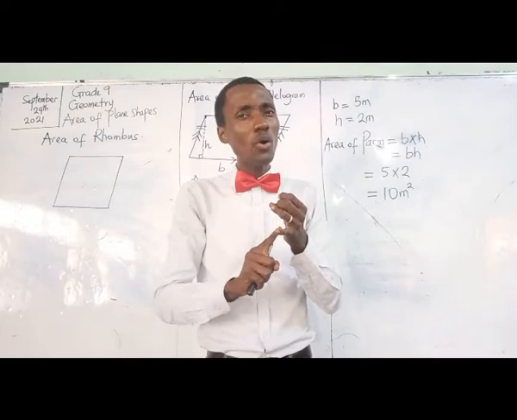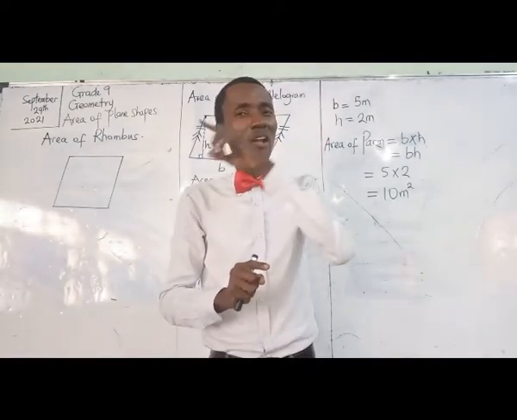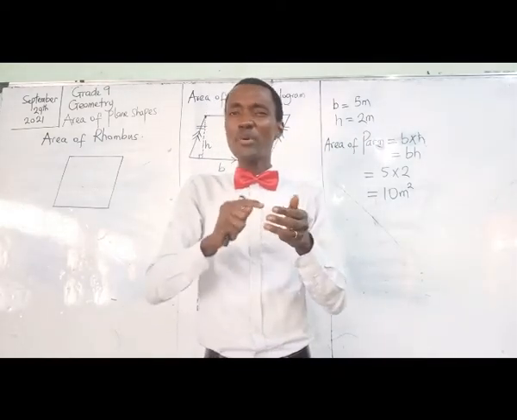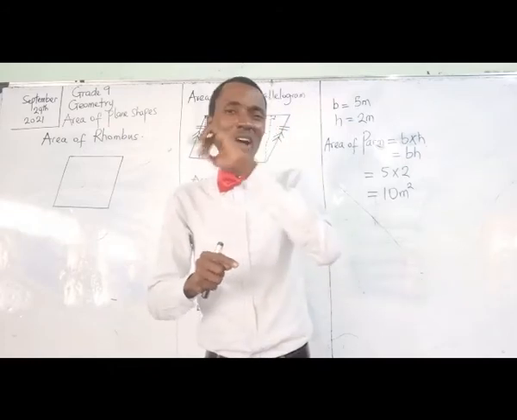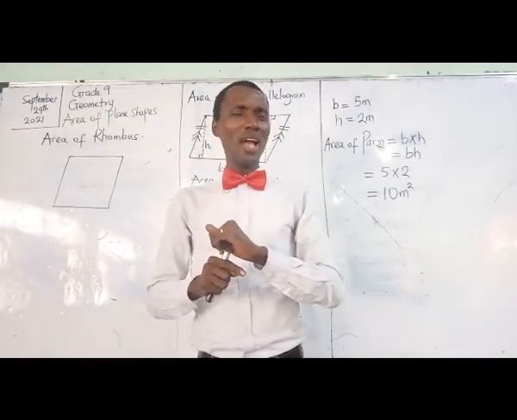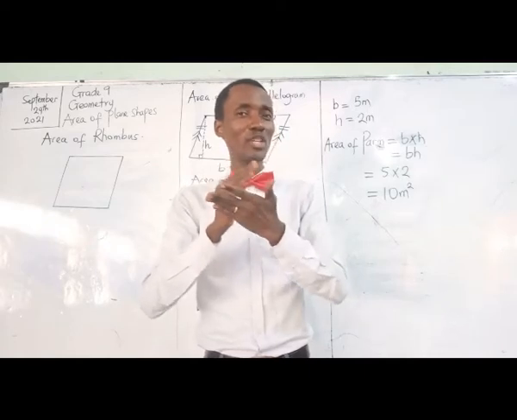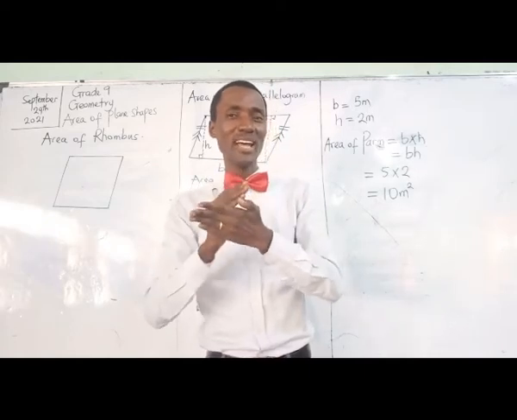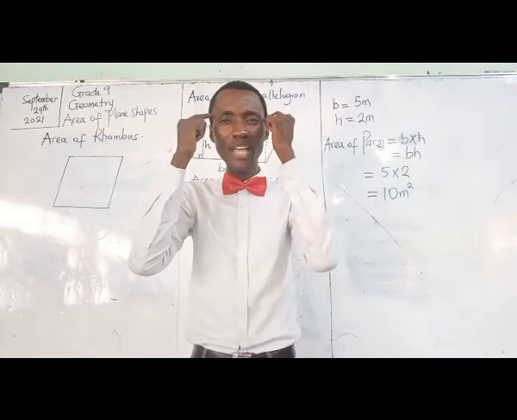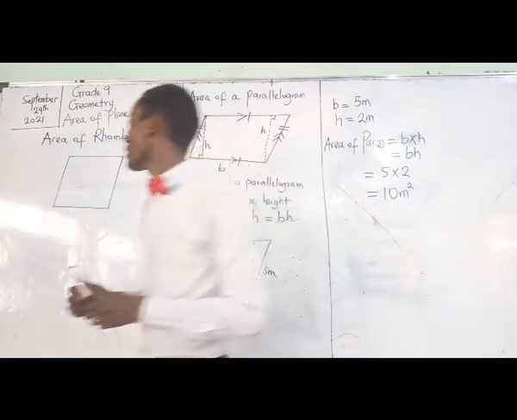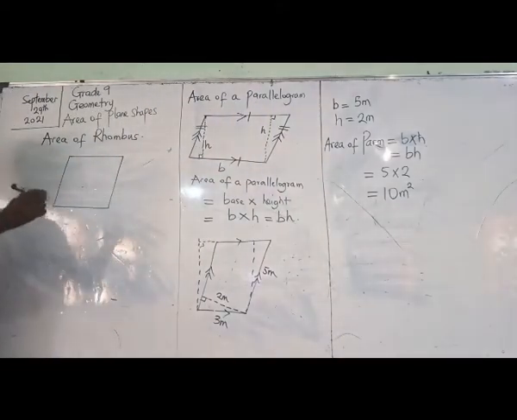Let me just add this. A rectangle is a special type of parallelogram. A rhombus is a special type of parallelogram. So, see, you need to know all of these, because sometimes in your JS3 exam, they set things like this to test whether you understand the concepts. So let's come back to the area of a rhombus.